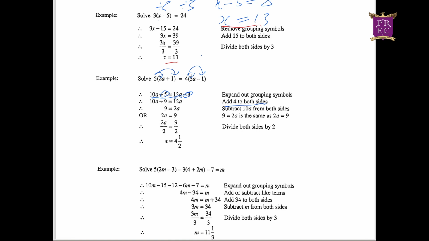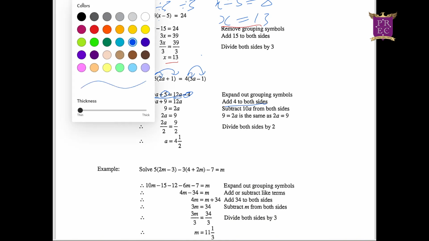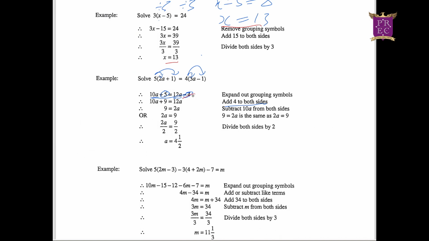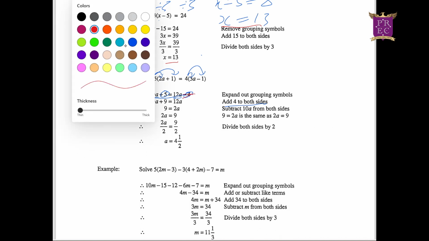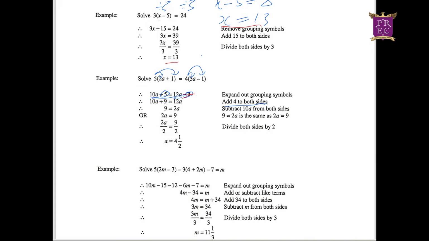And what they've done here is they've decided to cancel out the minus 4 on this side of the equation. So they've added 4, which cancels out the minus 4, giving us 10a plus 9 equals 12. Then they've decided to cancel out the 10a on the left side, leaving us with 9 equals 2a. Then they've divided both sides by 2, leaving us with a equals 4.5.